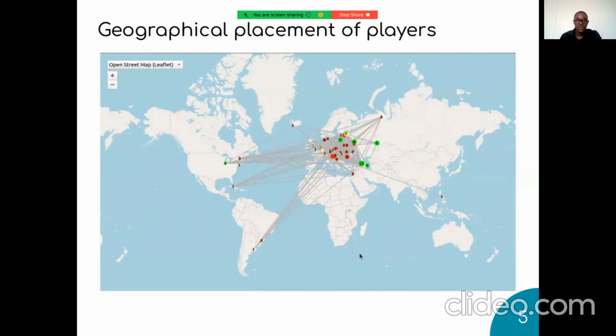So I went ahead to place each node on a geographical representation. We can see that most of the players actually come from Europe, and we have a few players in Asia, North America and South America.